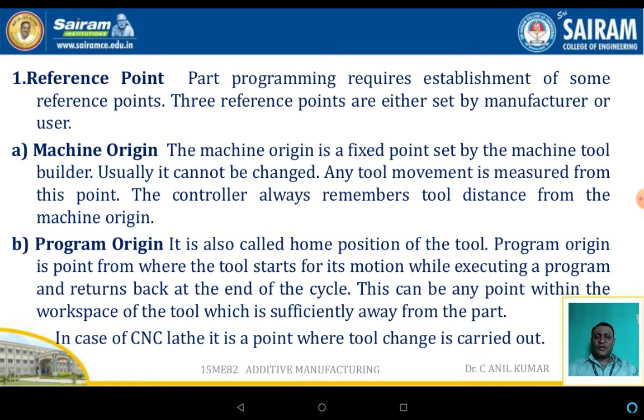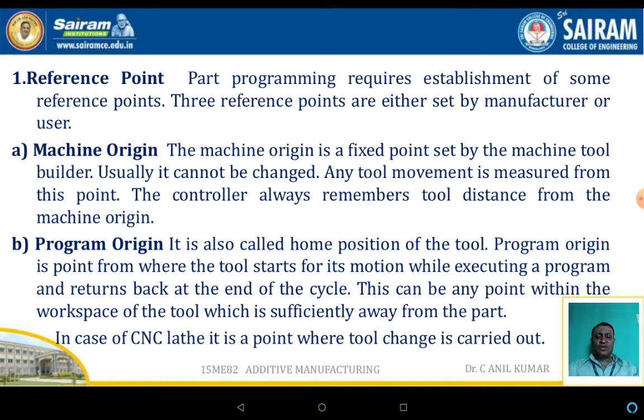The three reference points normally used in CNC part programming are the machine origin, part origin, and the programming origin. The machine origin is a fixed point set by the machine tool builders. It is a permanent and fixed origin. Once the machine is switched off, it automatically goes to the machine origin. Usually it cannot be changed by the controller or the programmer.